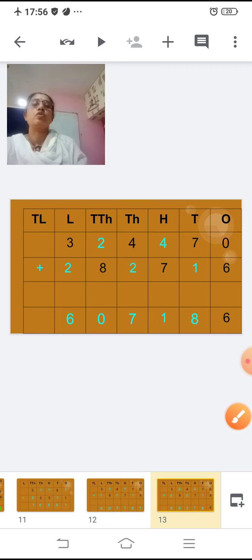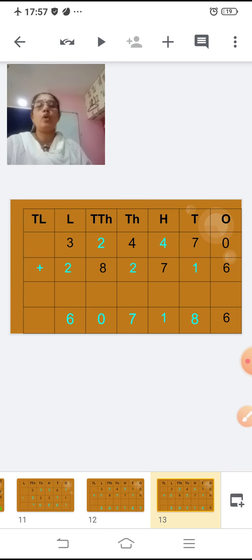So this is the answer. So 0 plus 6 is 6. 7 plus 1 will give you 8. 4 plus 7 will give you 11, where 1 is carried out in the thousands place. So 4 plus 2 is 6. 6 plus 1 is 7. 2 plus 8 will give you 10, where 1 is carried out in the lakh column. And 3 plus 2 is 5. 5 plus 1 is 6. So your answer is 6,07,186.